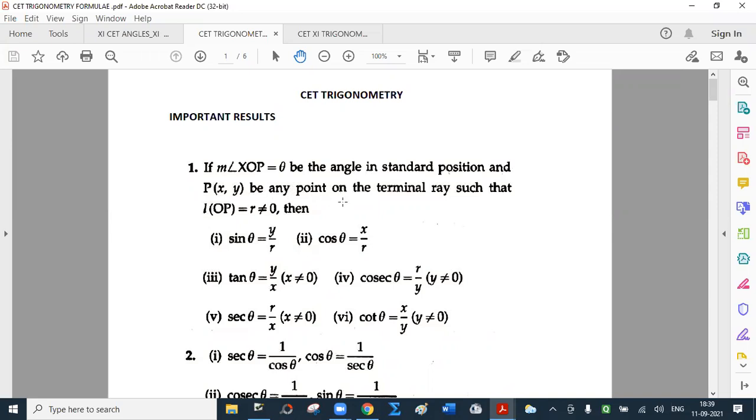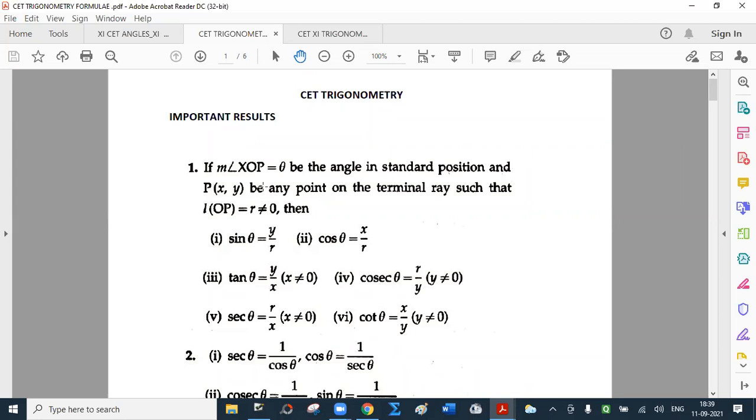Let P(x, y) be any point on the terminal ray such that length OP equals r, not equal to 0. Then 6 trigonometric ratios are: sine theta is y upon r, cos theta is x upon r, tan theta is y upon x. Remaining 3 ratios are reciprocals of these.